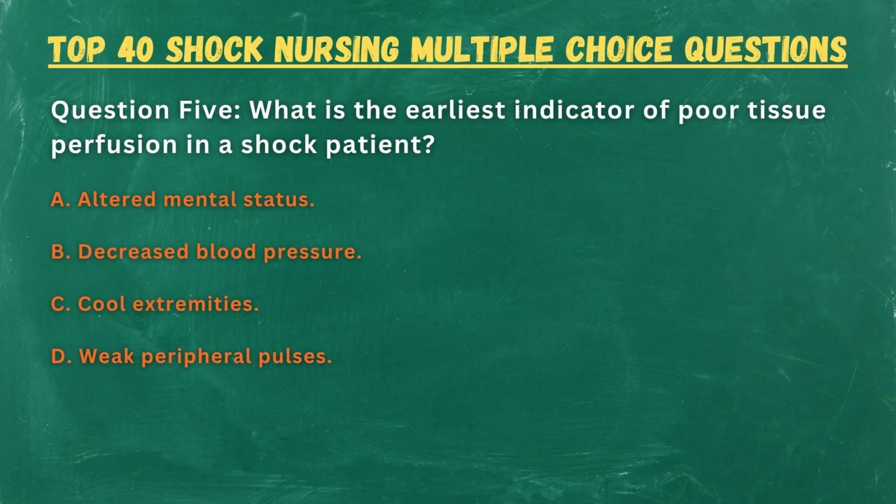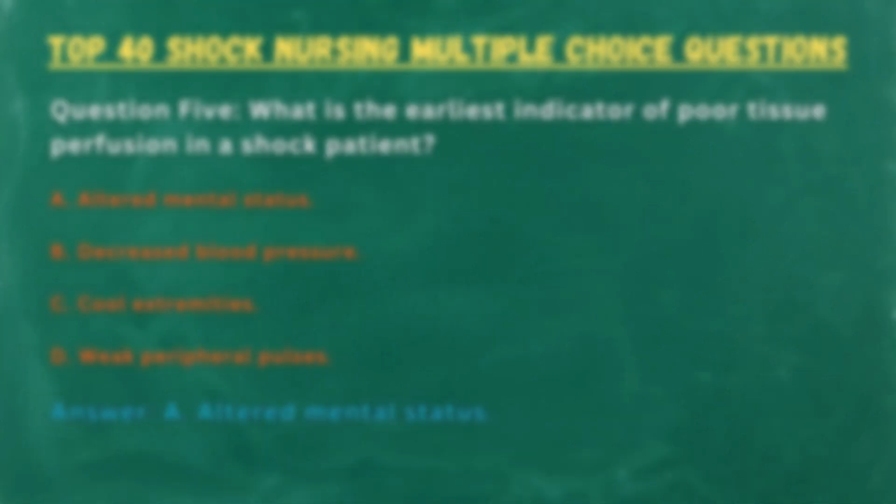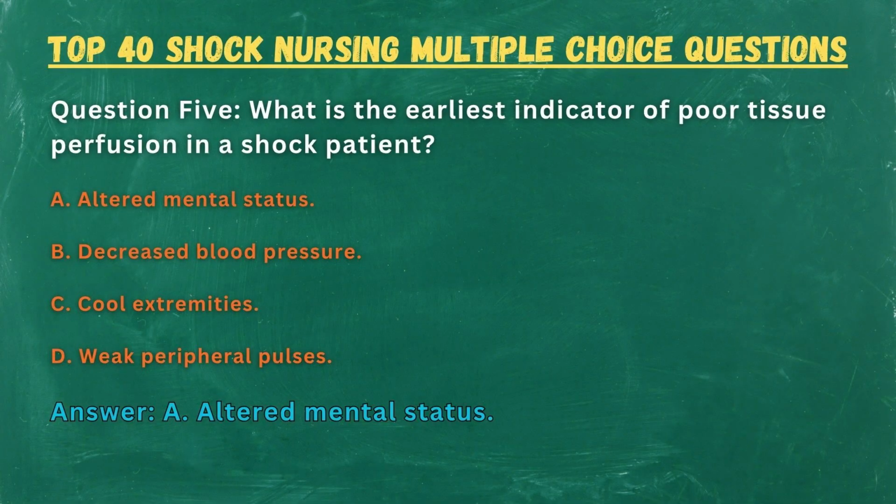Question 5. What is the earliest indicator of poor tissue perfusion in a shock patient? A. Altered mental status. B. Decreased blood pressure. C. Cool extremities. D. Weak peripheral pulses. Answer. A. Altered mental status.